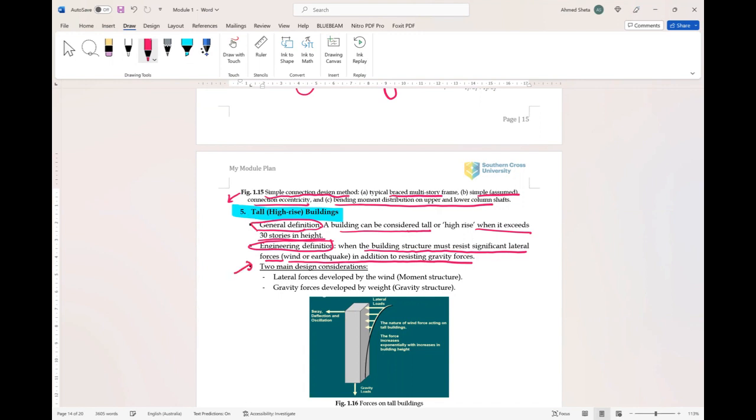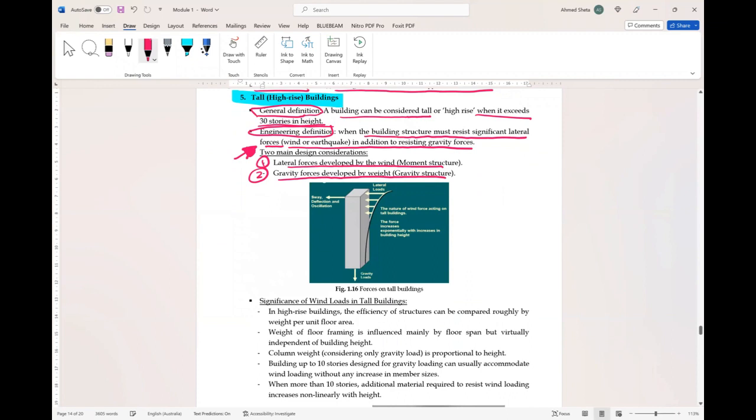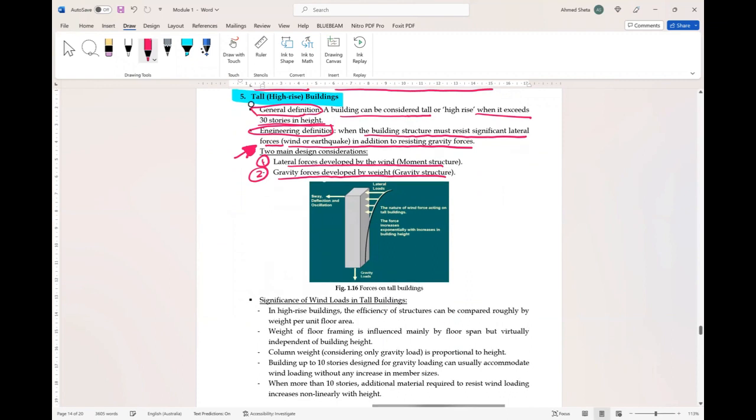There are two main design considerations for tall buildings. Number one is lateral forces developed by the wind, moment structure. Number two is the gravity forces developed by the weight, gravity structure. So these two considerations need to be kept in mind while designing a tall building. And these are the forces on a tall building. And our problem in the lateral load is sway or drift.